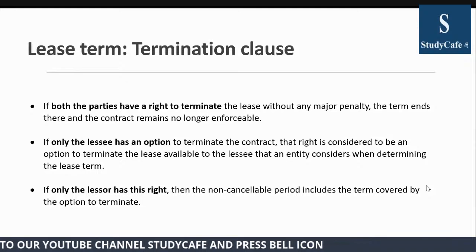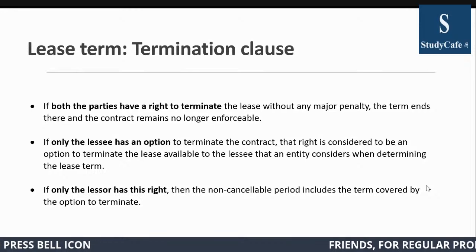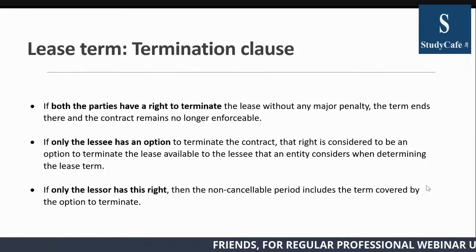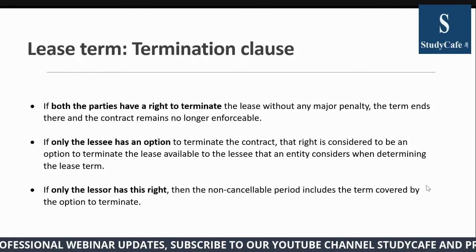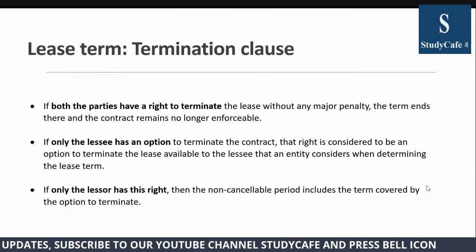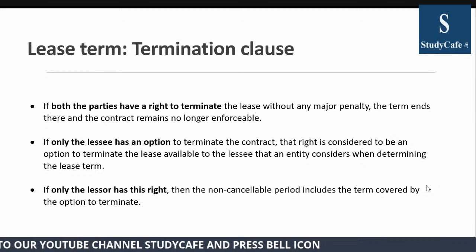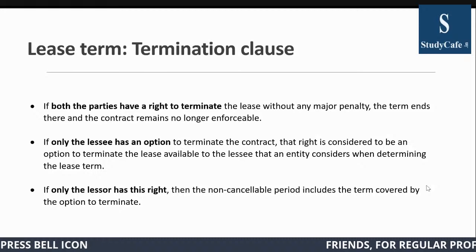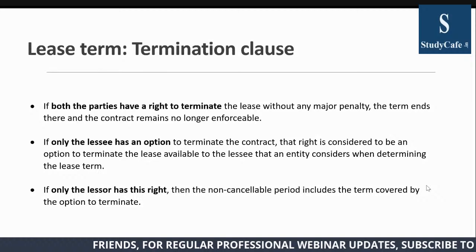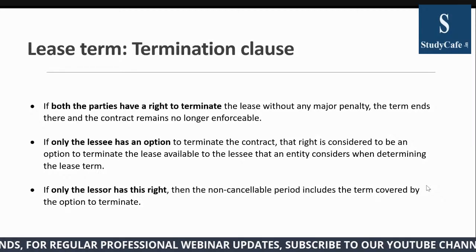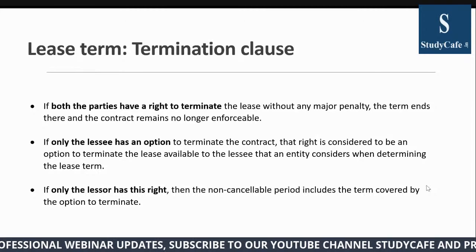But what happens if only the lessor has a right to terminate? Now, this is very interesting. If the lessor has the right to terminate and lessee does not have a right to terminate, in that case, his right is completely ignored. The lease term will include the period which is covered by the option to terminate. Why? Because it is assumed that the lessor will not terminate. And that too, why? Because in this case, the lessor has rights to earn the lease rentals.